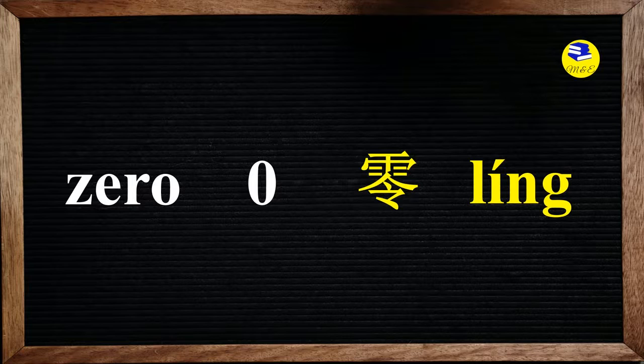So, read after me. Zero in Chinese is 零, back nasals. Pay attention, okay? It's back nasals. 零. Okay, again 零. 零, very good.